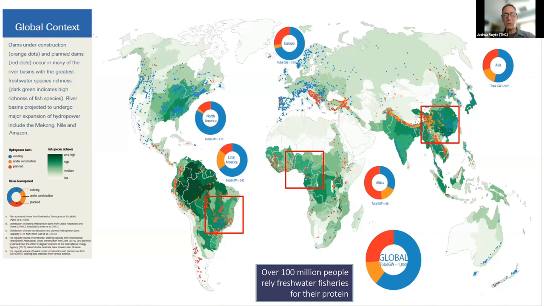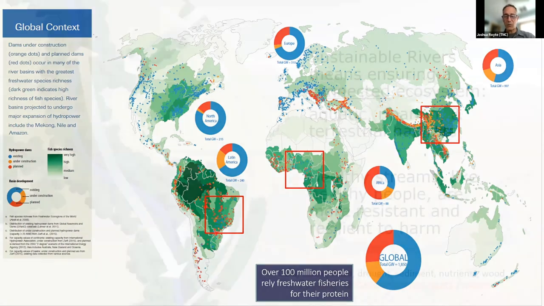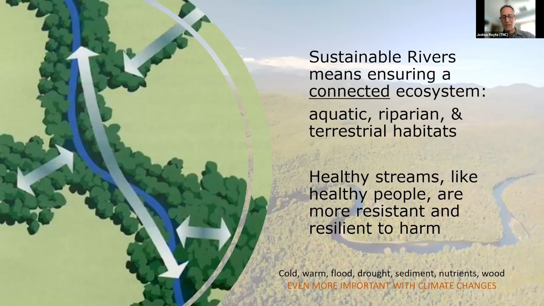And there's this huge pending threat. I hope this slide is familiar. It was in the Sea to Source book, as well as several other publications, Gunter Grill and others, but looking at where the biodiversity in the world is and where dams are planned with the little red and orange dots. And you can see there's a huge problem for biodiversity in these developing parts of the world. It's not just up and downstream, it's to the floodplains. I don't need to tell this group that.